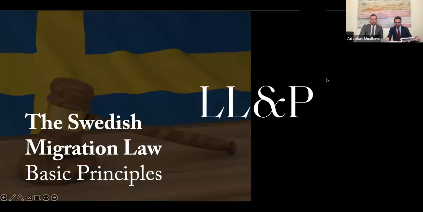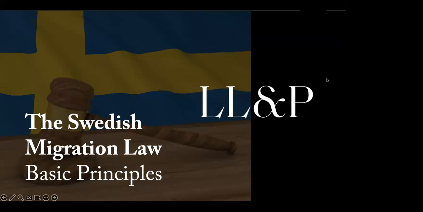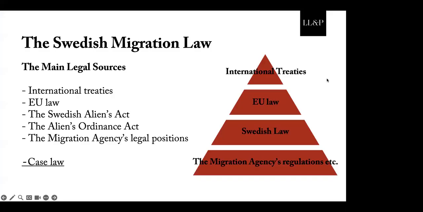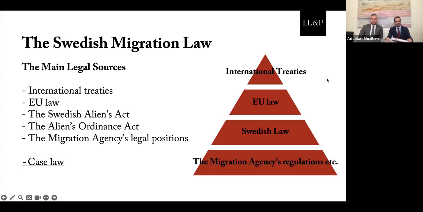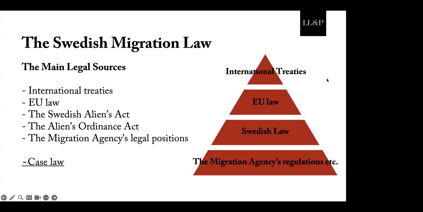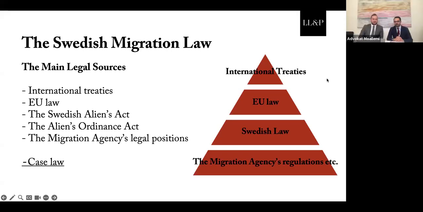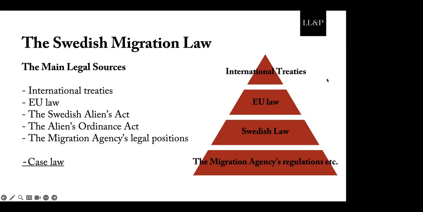All right. So, to the Swedish migration law and the basic principles of the law. We have here on the right side a pyramid of the law itself, where you can see that the law is first based on international treaties. That can be the European Convention on Human Rights or other kinds of international treaties.